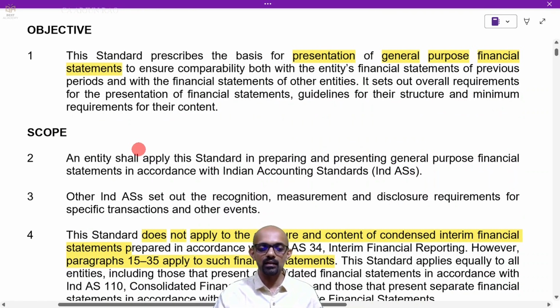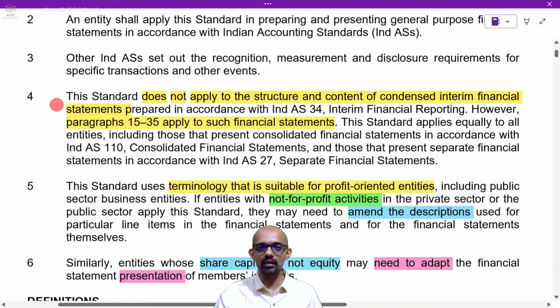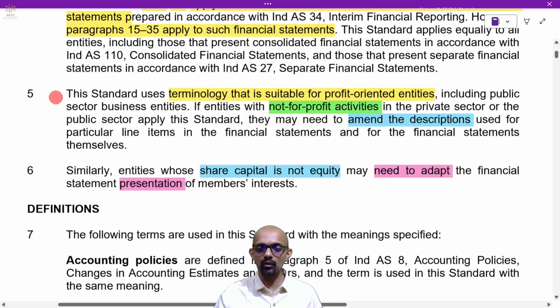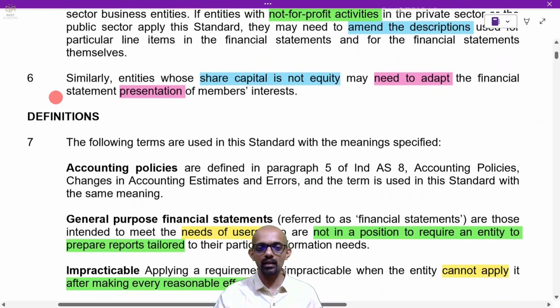So, coming back, the standard also clarifies that it does not apply to the structure and content of condensed interim financial statements, because there is a separate standard for that, Ind AS 34. Some provisions of Ind AS 1 apply to interim financial statements, that is para 15 to 35, relating to true and fair view and so on, right? And if it's a not-for-profit entity, then it can slightly change the terminology. Similarly, an entity whose share capital is not equity can also change the presentation terms.